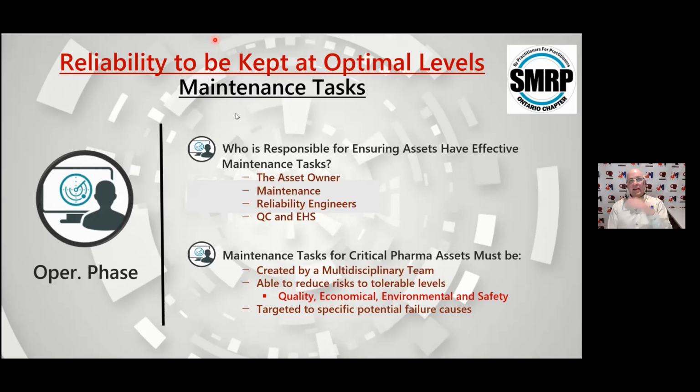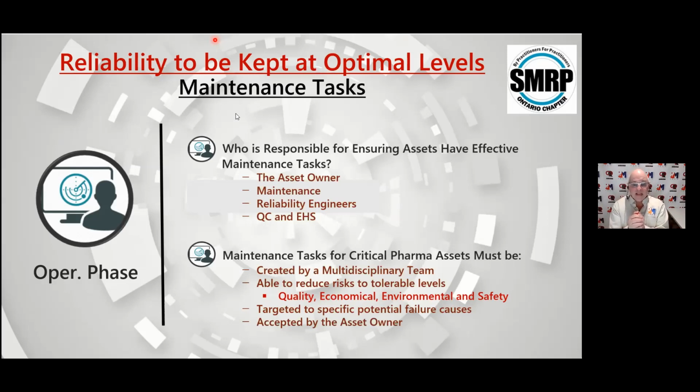So these tasks have to be targeted to specific potential failures. Besides understanding the consequence of the failures very well, we need to figure out what are the possible causes of these failures so we can determine the right path to tackle them. So these are characteristics that the task must have in order to be effective.